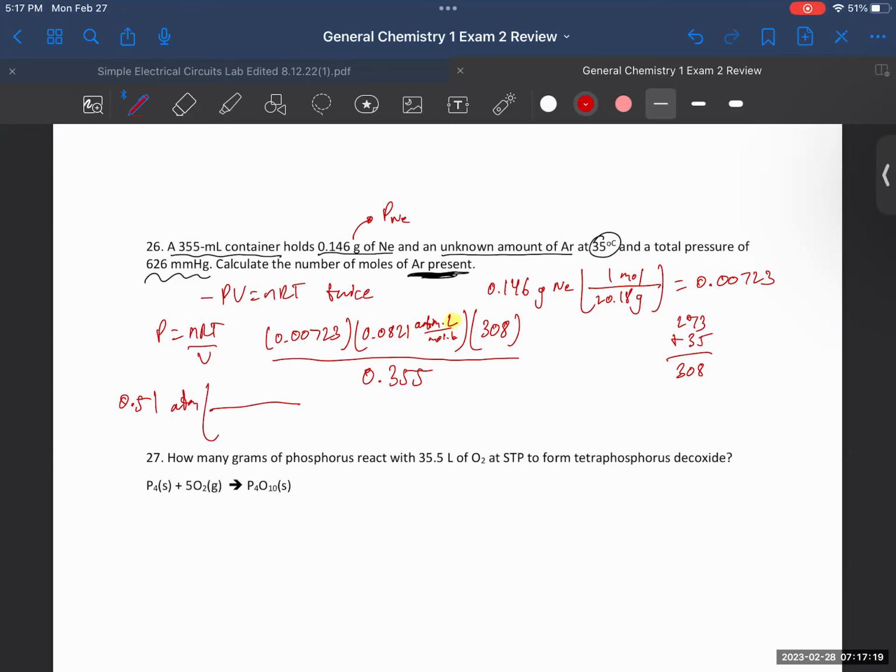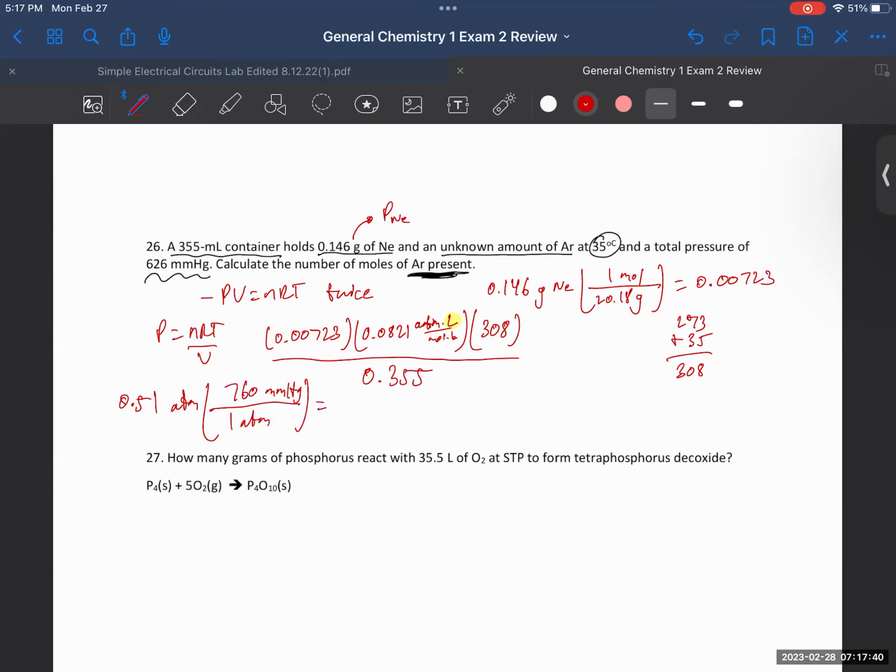So what's the conversion factor for that again? For atmospheres to millimeters of mercury? Yeah, you're right on the money, Sydney. 1 atmosphere is 760 millimeters of mercury.